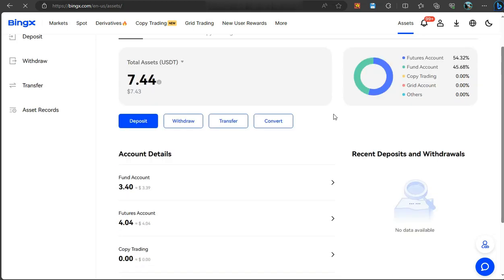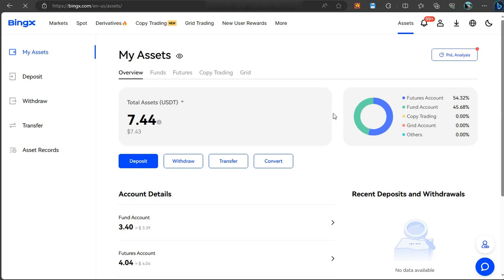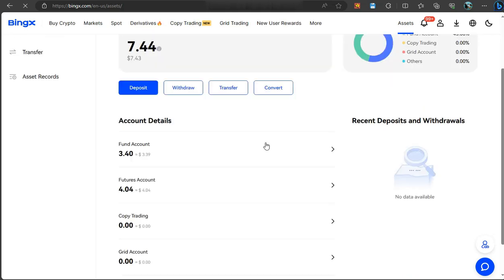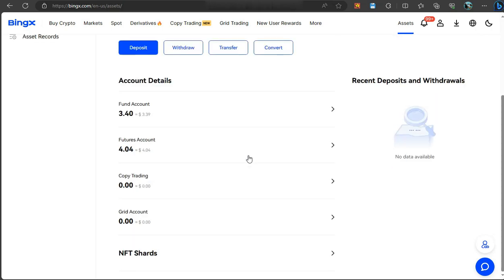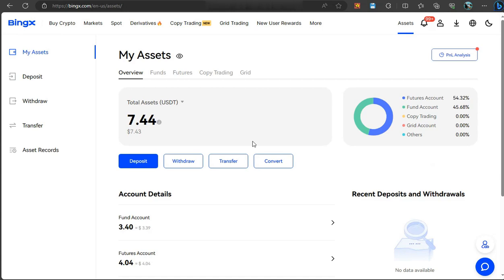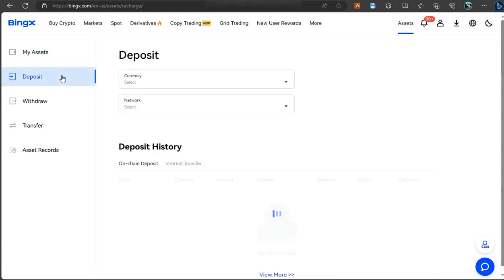So here are my assets. I have 7.44. I invested, as I said in the last video. I wouldn't like to talk about that here anymore. So here is my account, and I want to check the number of cryptos available in Bingx.